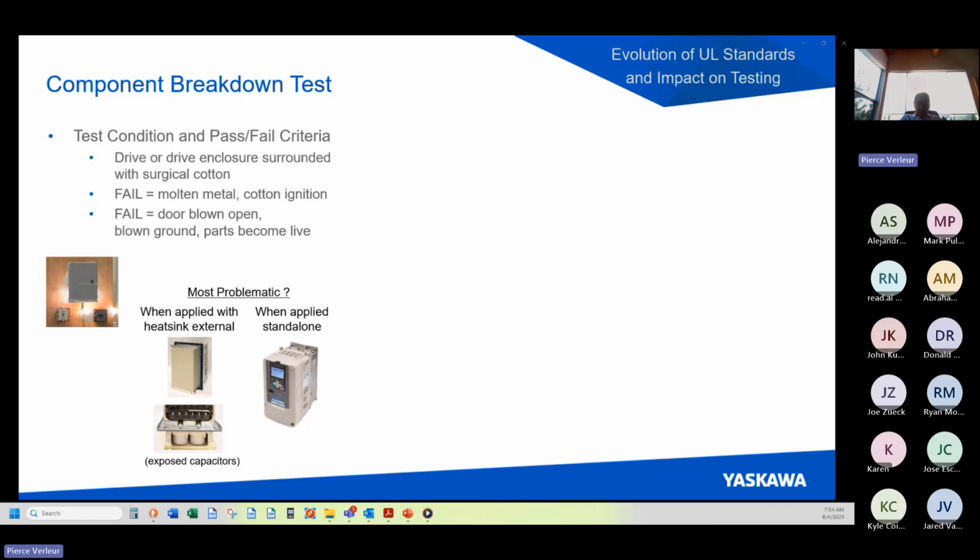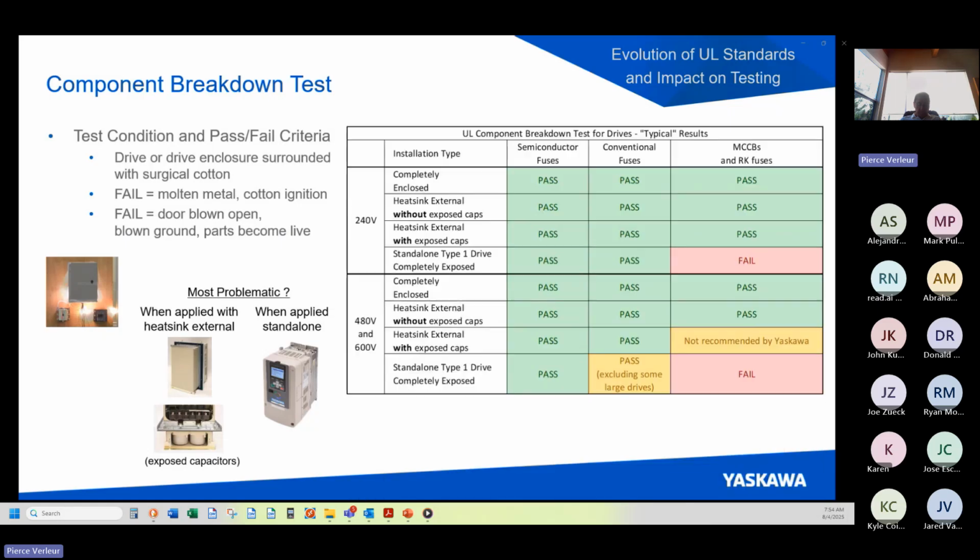However, based on the type of overcurrent protective device used, we also have solutions that will pass for these installation conditions. The following chart summarizes the typical results from many common installation types with different overcurrent protective devices. On the left side of this chart, from top to bottom for both voltage classes, you'll notice 4 installation types. Those being completely enclosed, 2 cases of enclosed with external heatsink, and also standalone where the drives are completely exposed.